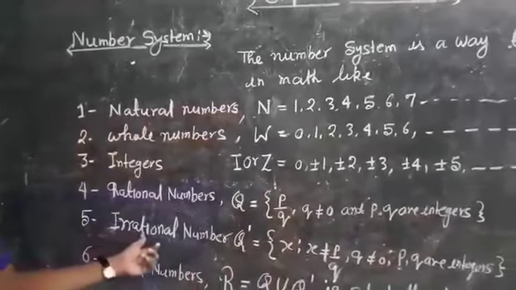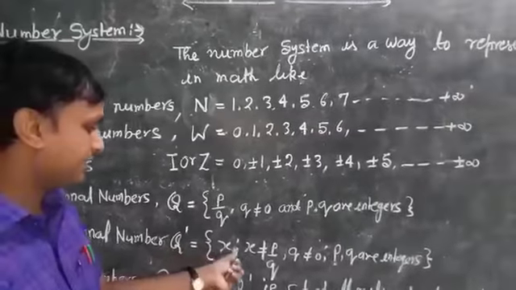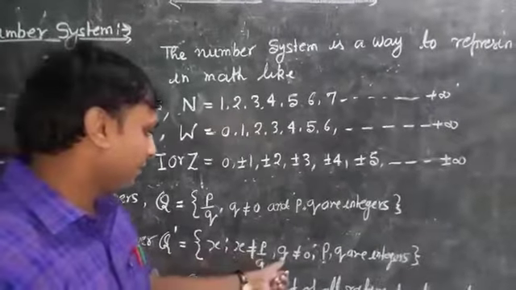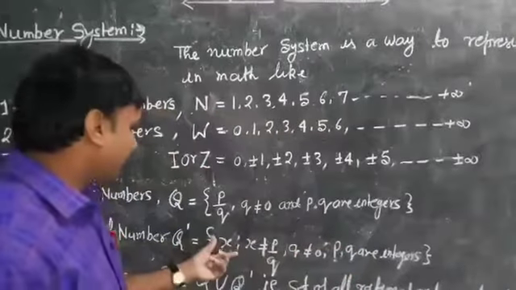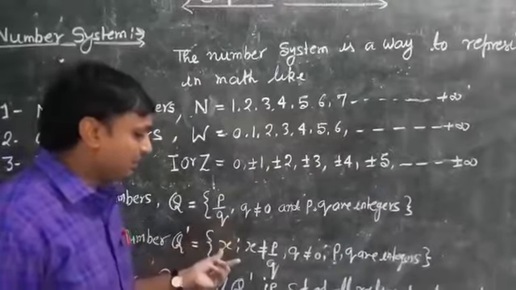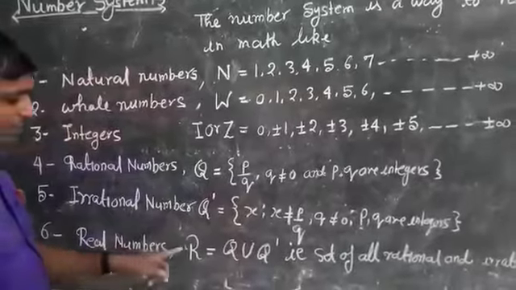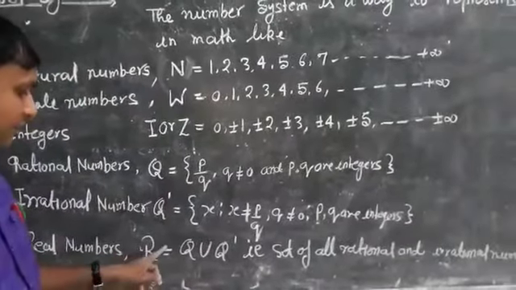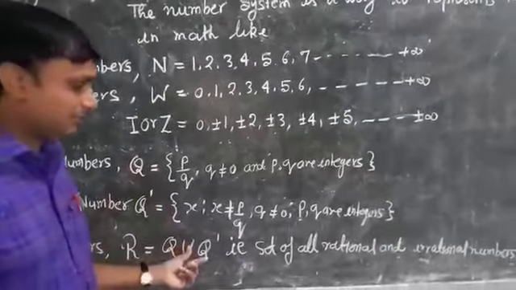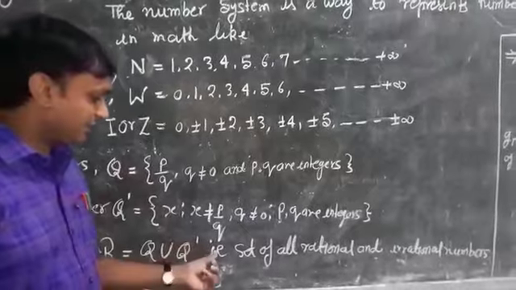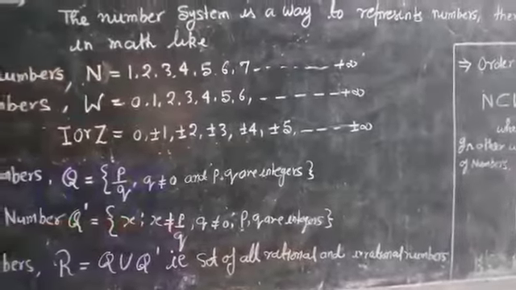Fifth, irrational numbers. They are denoted by Q dash and defined by x such that x is not equal to p by q, q not equal to 0, p, q are integers. That is, a number which is not rational is called an irrational number. Sixth, real numbers. Real numbers are denoted by capital R and defined by the union of rational and irrational numbers. In other words, the set of all rational and irrational numbers is called real numbers.